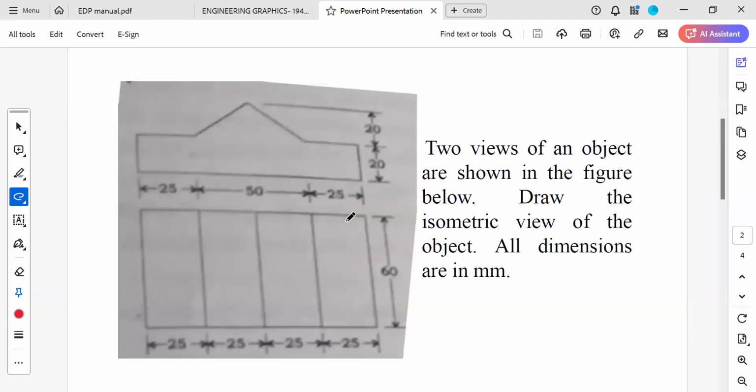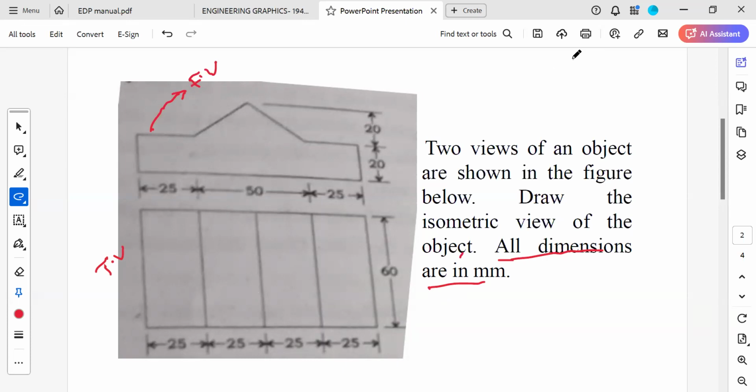This is the problem which is given. Two views of an object are shown in the figure. Draw the isometric view of the object. All the dimensions are in mm. So here the two views are given. This is called the front view, and this is called the top view. With these dimensions, we need to draw the isometric view of this from these two views.